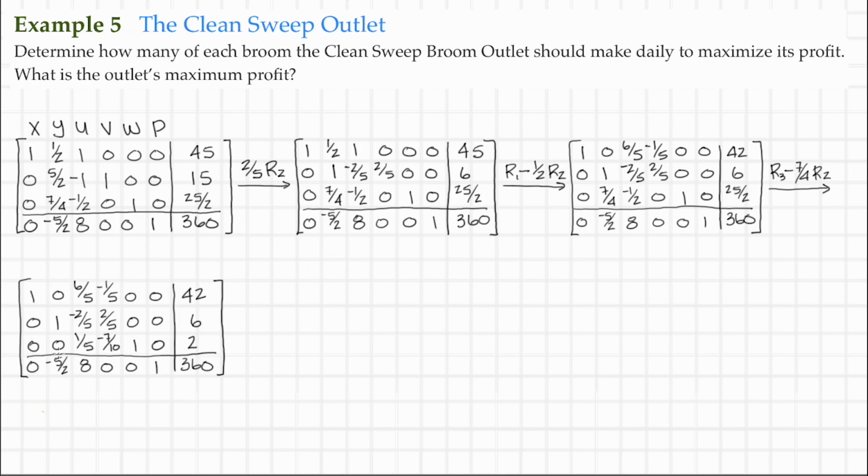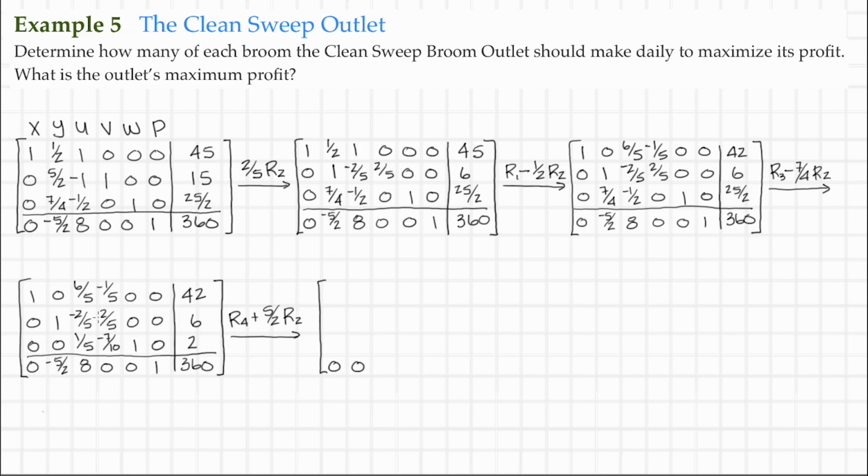And now we target this element. So we could take row 4 plus 5 halves of row 2. 0, 0, and 0. 1 times 5 halves is 5 halves. Negative 5 halves plus 5 halves, that's 0. That's the whole idea.